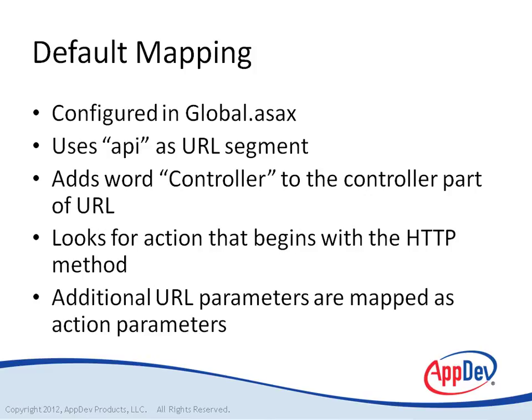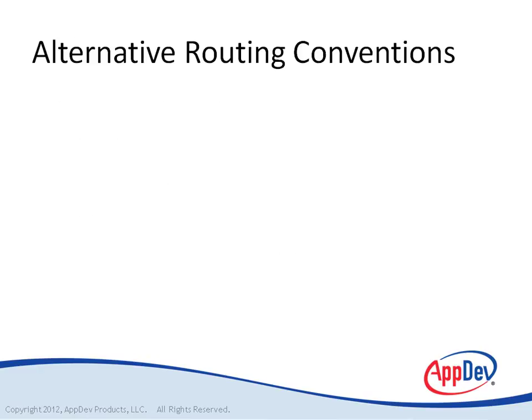If you have any additional URL parameters, they are going to be mapped as action parameters. So in your method, if you pass in an ID, then that first URL parameter at the end is going to be mapped to the ID. If you have 2 or 3 parameters, then it's going to look for these slashes in your URL where you fed it those parameters. But what if you want an alternative routing convention?